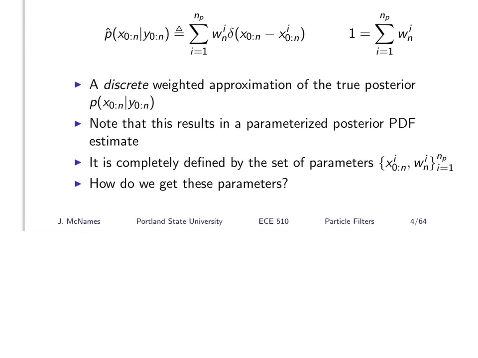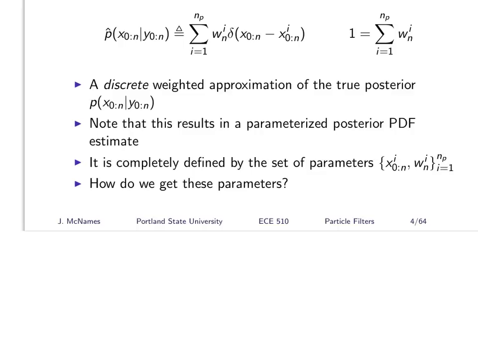And the question that I want to focus on to sort of motivate us to go through this initial set of slides and understand the foundational idea of particle filters is, okay, how do we get those parameters in? Where do we get this set of numbers? Because if we have that set of numbers, then our estimate of the posterior is defined, and the other things we might do with it are relatively straightforward.